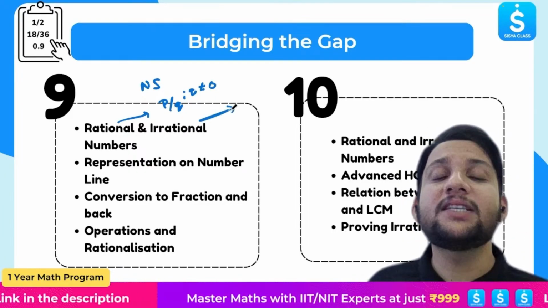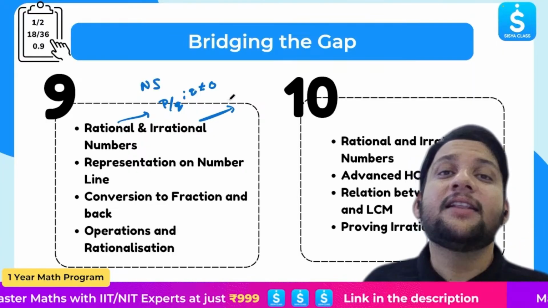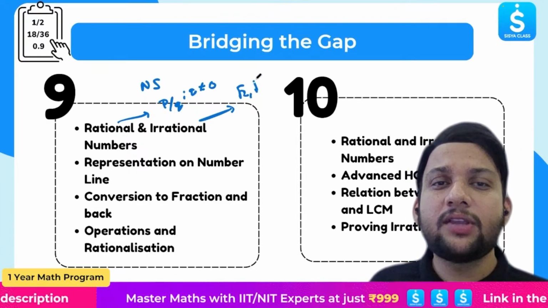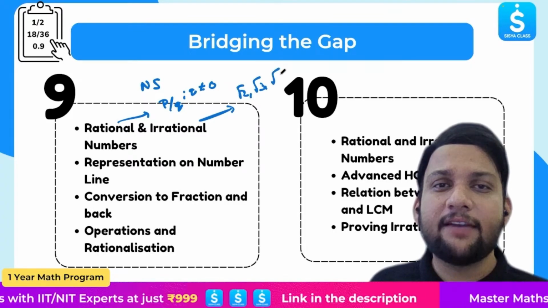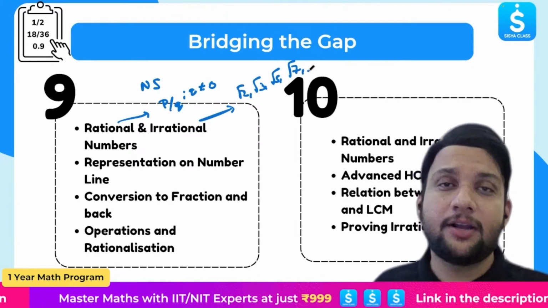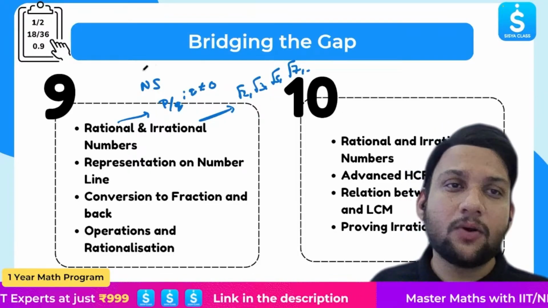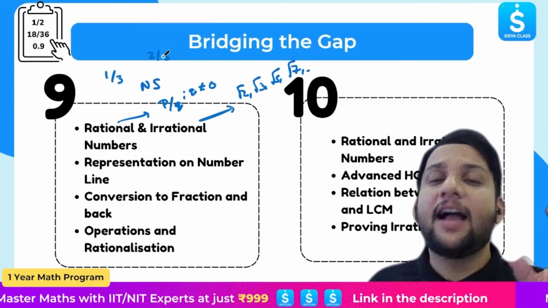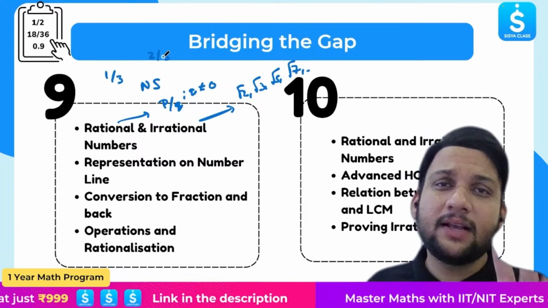Irrational numbers are the numbers that cannot be represented in the form of p by q. For example, root 2, root 3, root 5, root 7. These are some examples of irrational numbers. For rational numbers, for example, 1 by 3, maybe 2 by 5. Any number that can be represented in the form of p by q is rational.